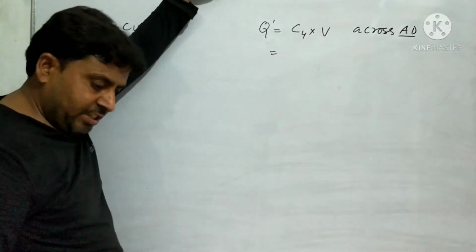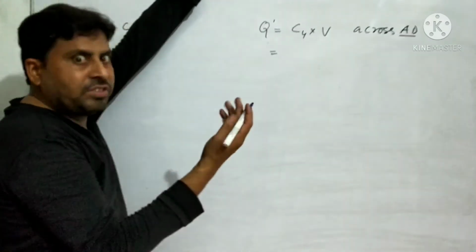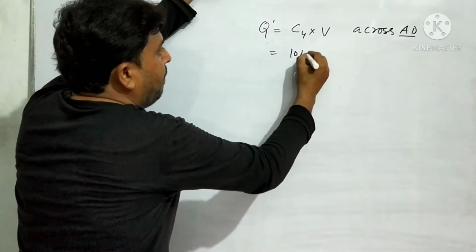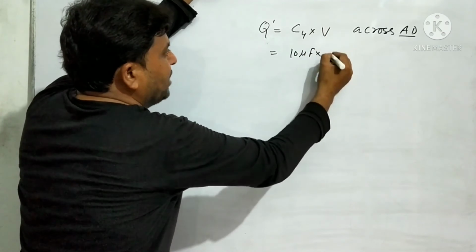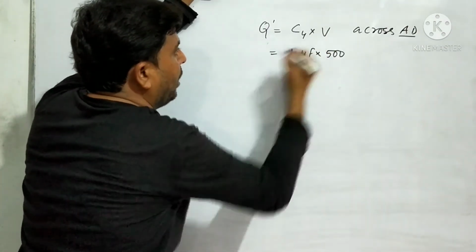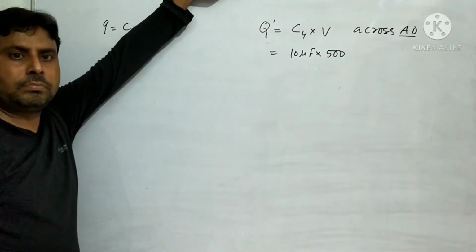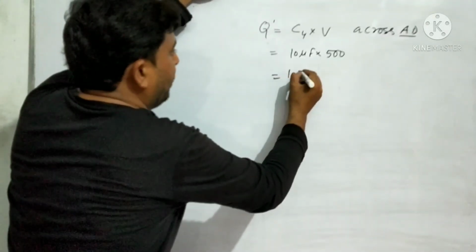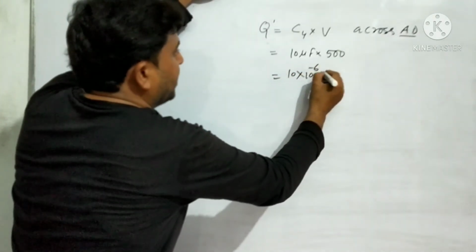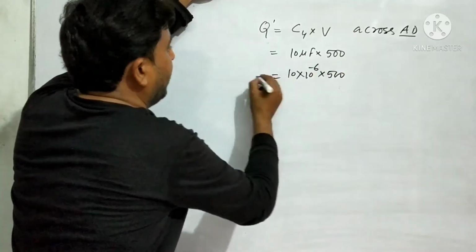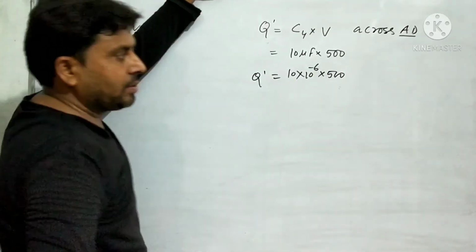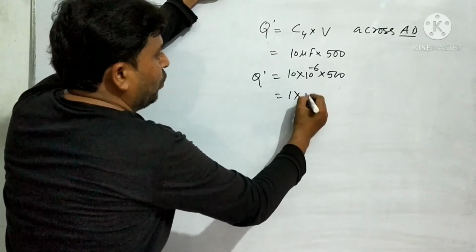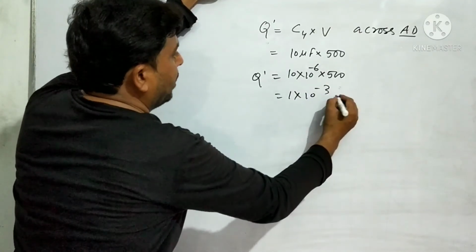How much capacitance is there? All have the same capacitance, that is 10 microfarad, into potential 500. Simple. Means 10 into 10 to the power minus 6 into 500. That is the Q dash. 1, 2, 3. 1 into 10 to the power minus 3 coulomb.